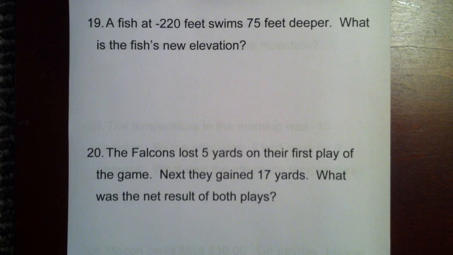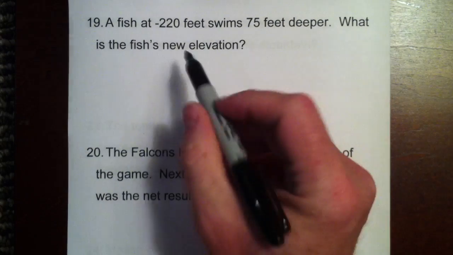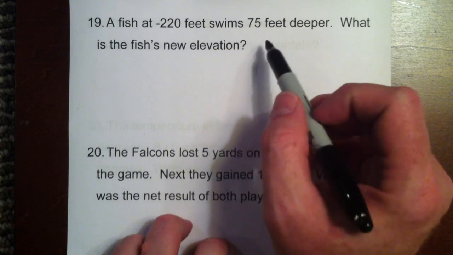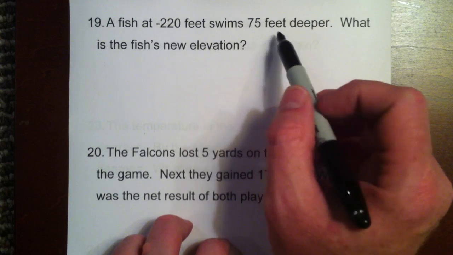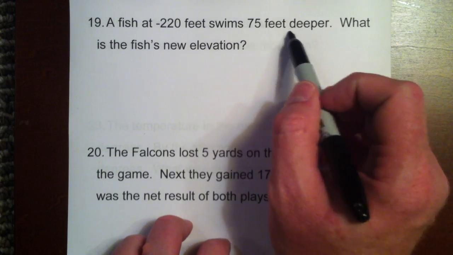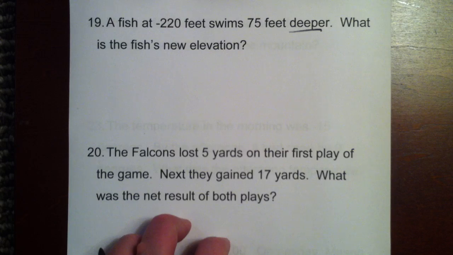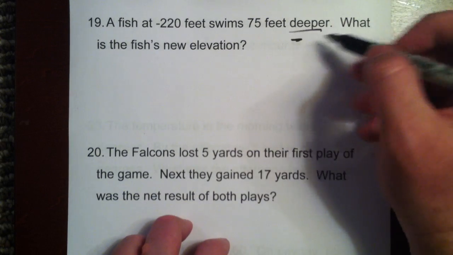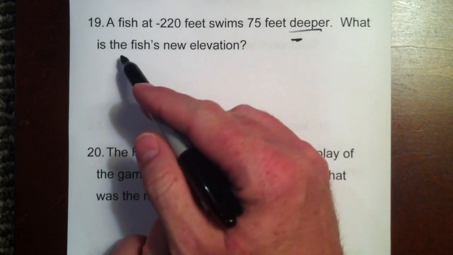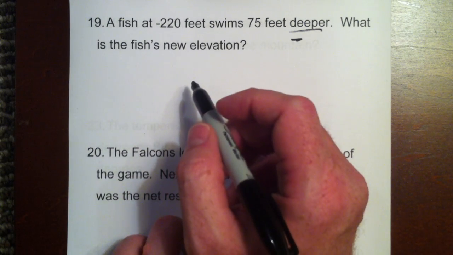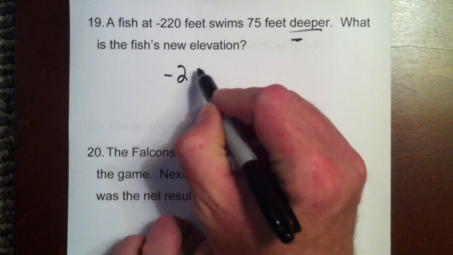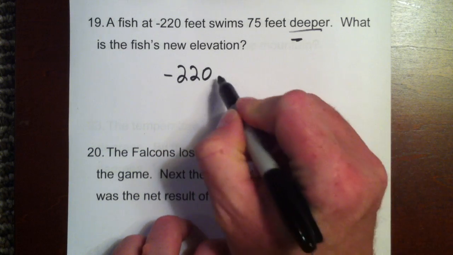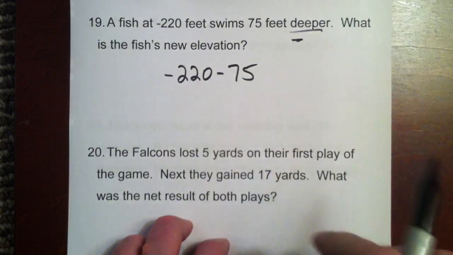A fish at negative 220 feet swims 75 feet deeper. What do you think deeper indicates? I think it's going to be minus, deeper, lower. What is the fish's new elevation? So we were already at negative 220. Now I'm going to subtract 75.